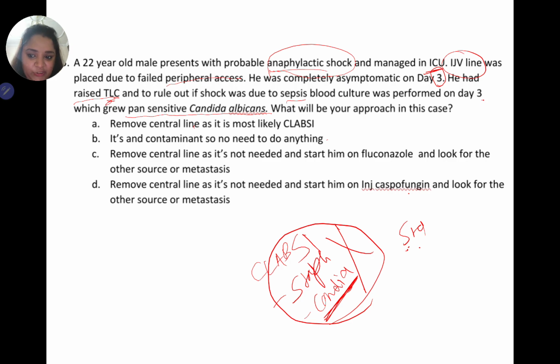So you need to repeat the culture, remove it, and while awaiting the cultures we should start him on an antifungal. So it is pan sensitive, so you can as well give fluconazole. There is no need to give caspofungin if your fluconazole is sensitive. So if the patient has suspected candidemia and you do not have the species or the sensitivity, the drug of choice is caspofungin. And one important thing, whenever there is candidemia, we have to rule out other sources and metastasis.